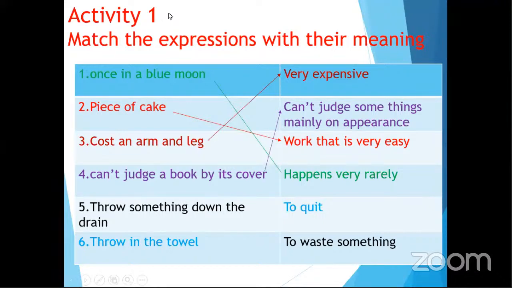Appearance. So you can't judge your friends on their appearance like this. You can't judge a book by its cover. Throw something down the drain. What does it mean? Throw something down the drain. What does it mean? To waste something. So your mother might say, don't throw these things down the drain. So that means your mother is suggesting not to waste.